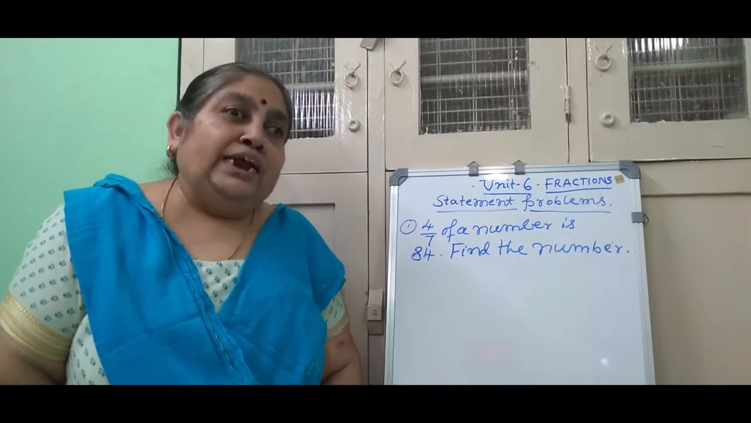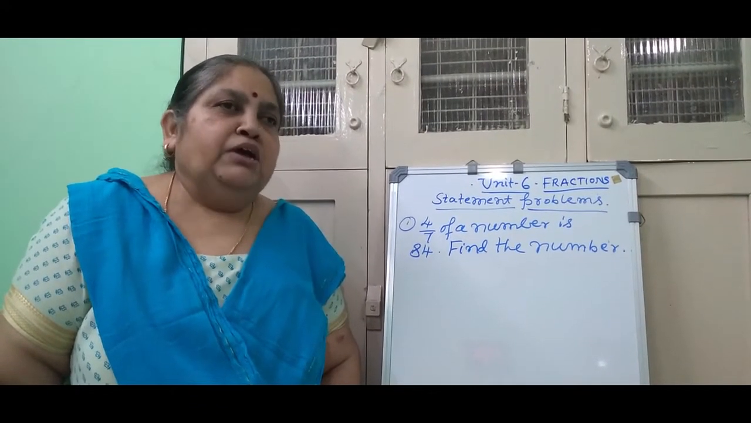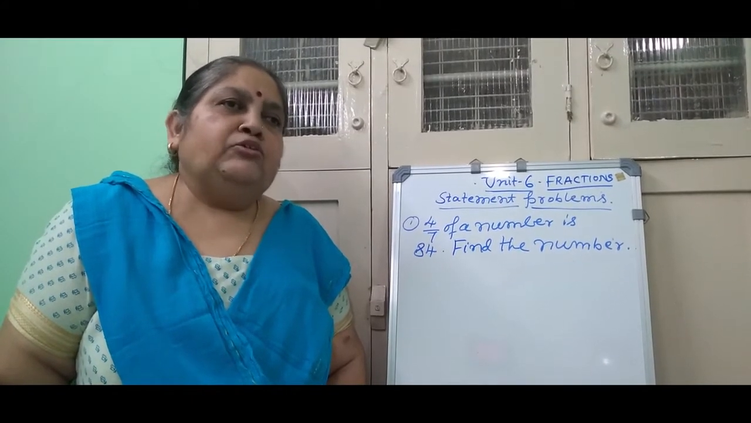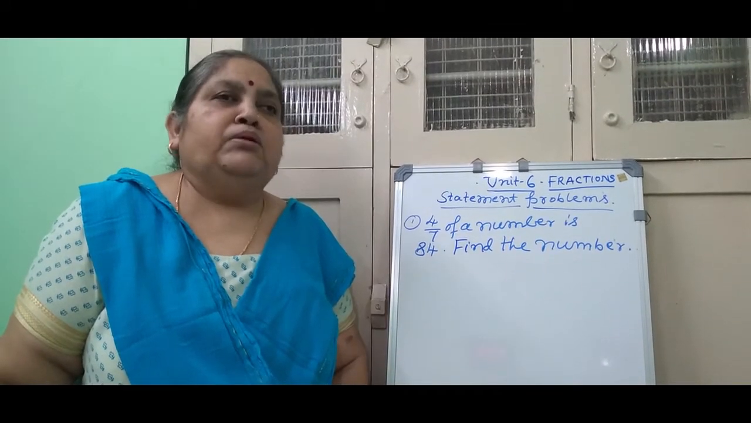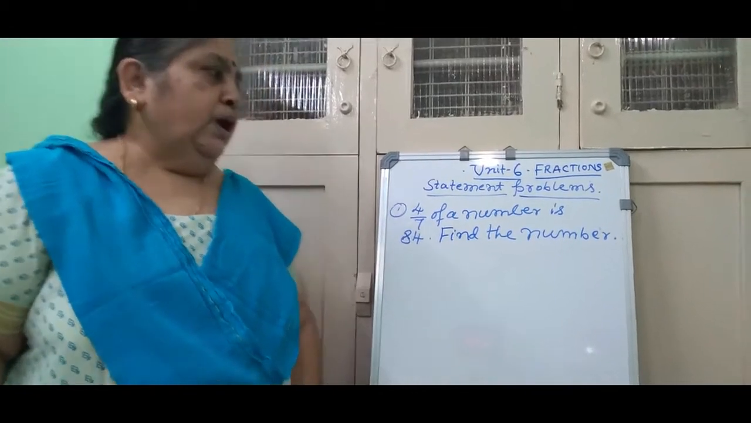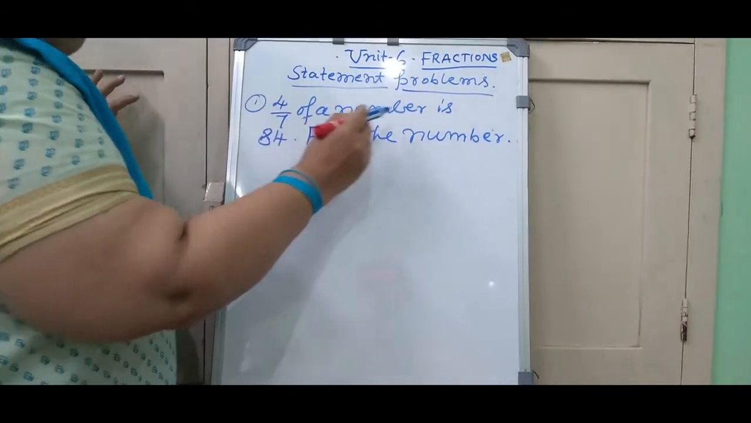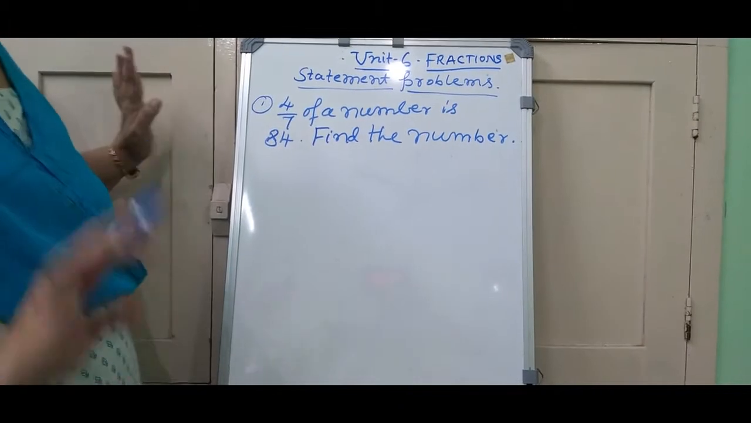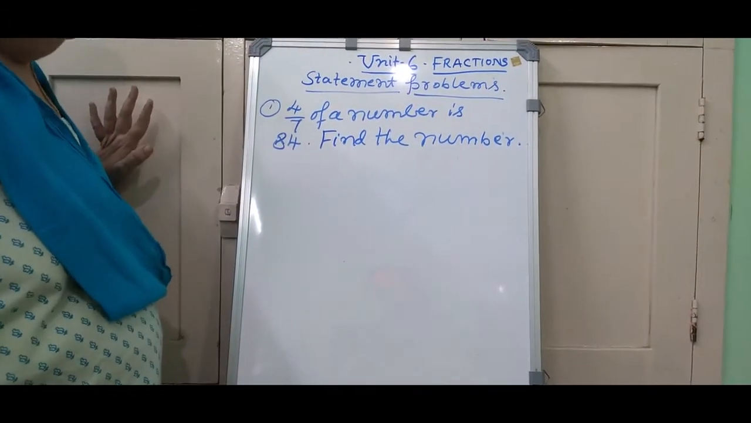First, we have to read the problem very nicely and understand, and then go step by step whether we have to add or subtract or divide or multiply. All those things you have to decide mentally after reading the problem very carefully. Here I will show you 1 or 2 examples. Here you can see, 4 by 7 of a number is 84. Find the number. We don't know the number, that we have to find out. We have to find out the number only.